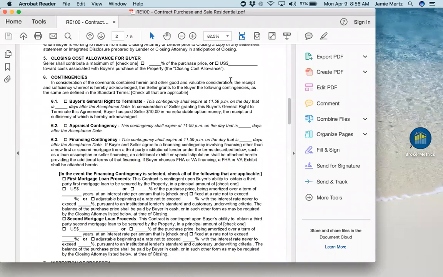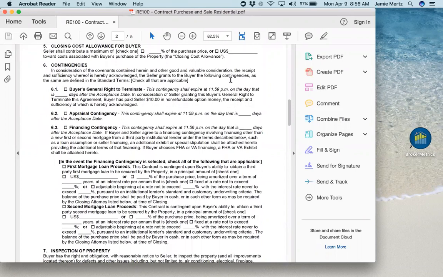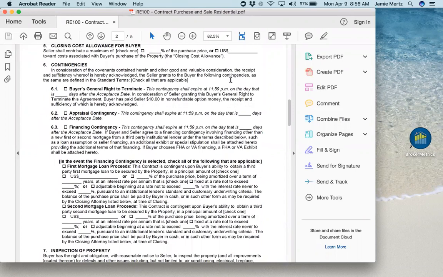Paragraph 6 is our contingency paragraph. This is where we talk about finance contingencies, appraisal contingencies, and buyer's general right to terminate, or maybe you know it as a buyer's due diligence period. You need to check all of them that apply. Again, this falls into that default. If you don't check the box, but you fill in the date, it's not a part of the transaction.